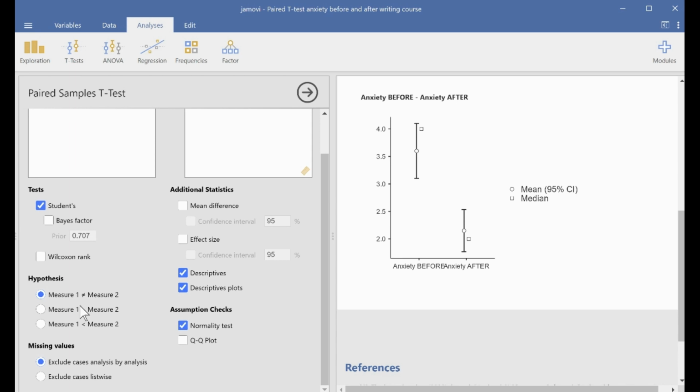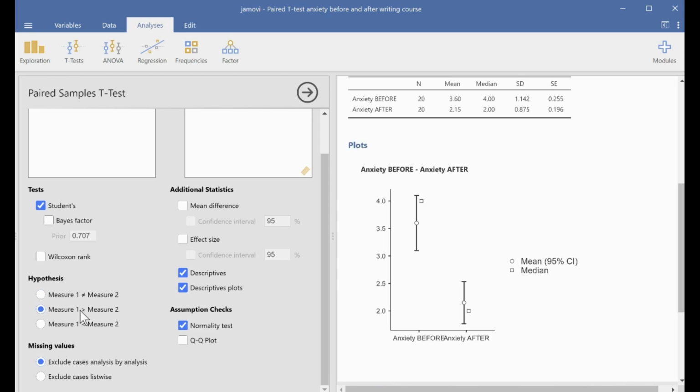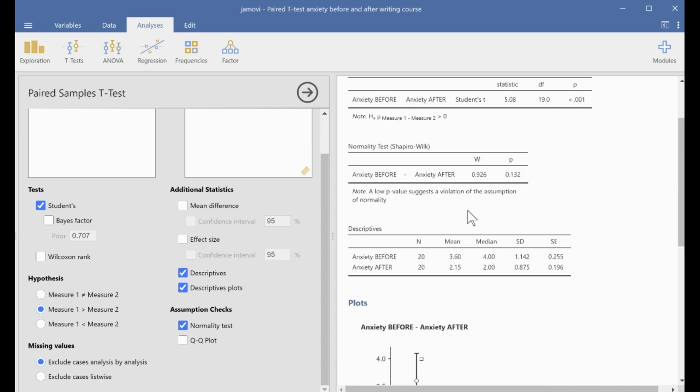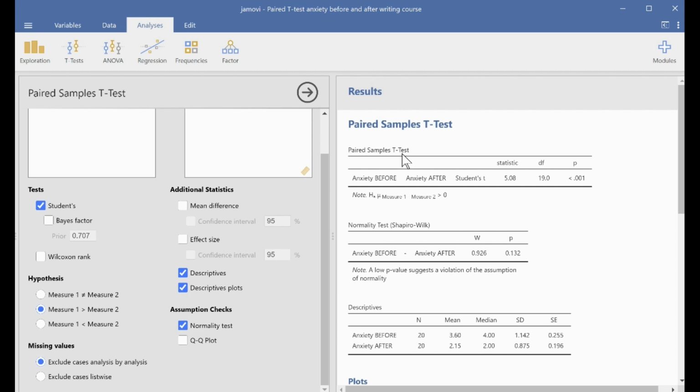Okay, now let's go over to our hypothesis. So what is my hypothesis? I could have a hypothesis that they are just different, the so-called two-tailed, but actually I have a quite directed one-tailed hypothesis. I assume that the level of anxiety will be reduced, that it will go down. So I assume that measure 1 is going to be higher than measure 2. So this is what this looks like. Measure 1 is going to be higher than measure 2. With that, we can now go and look at our actual test, the paired samples t-test.